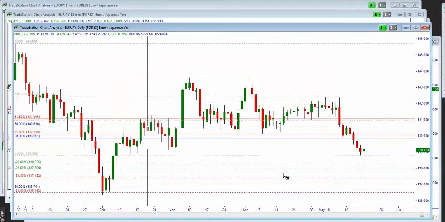What we know is that this 136.74 area now can be retested, so this is a good opportunity to get a short in the euro versus Japanese yen, and we will see when that happens, where that happens.